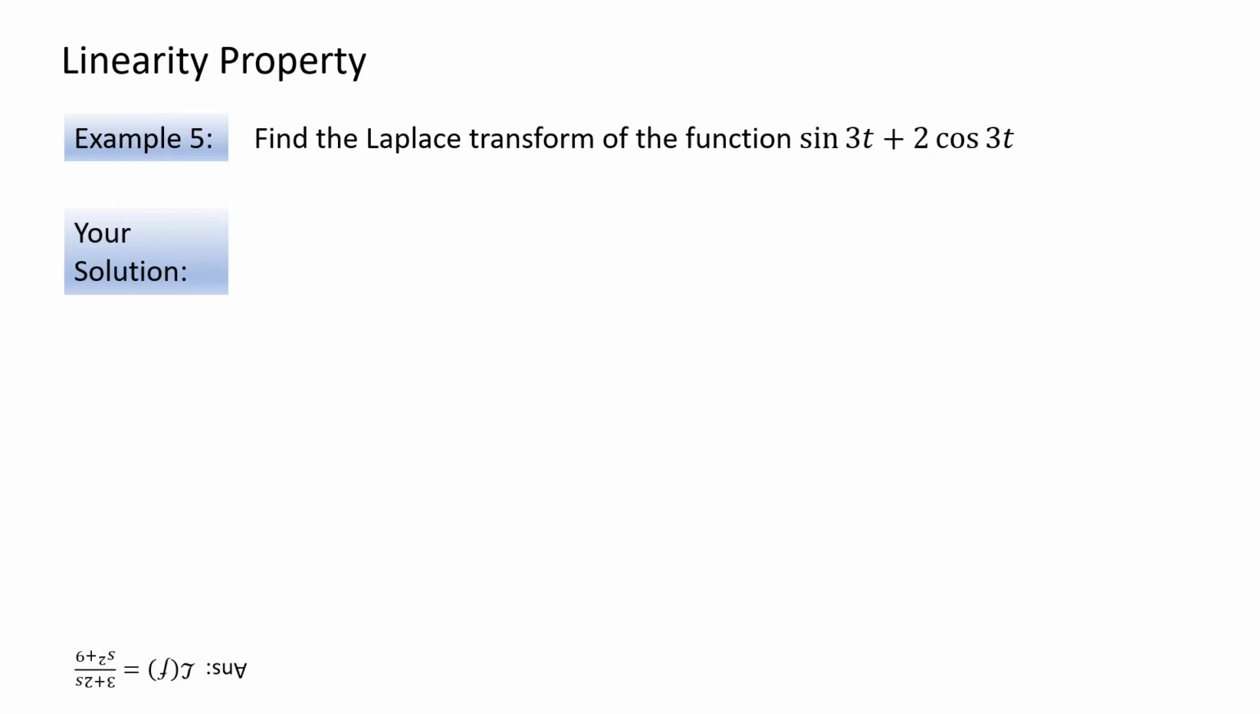So we have number 5, which is cosine of a times t. I always get those two mixed up. Number 5 is cosine of a times t, and that's equal to s divided by s squared plus a squared. And number 6 is sine of a times t is equal to a divided by s squared plus a squared.